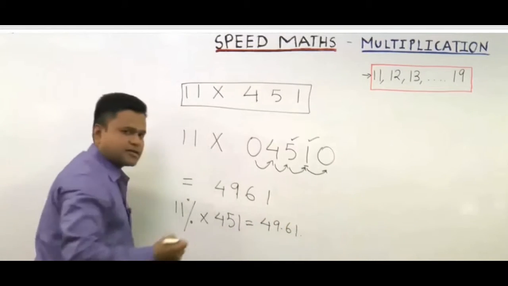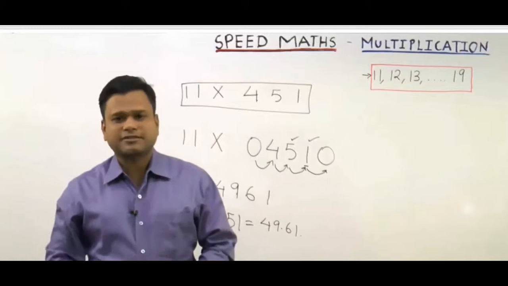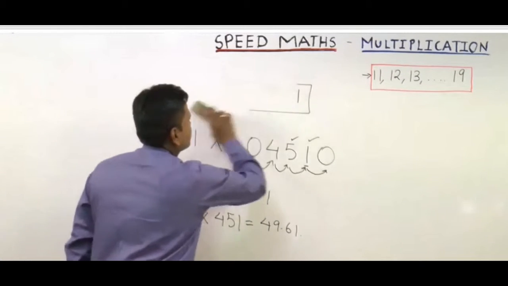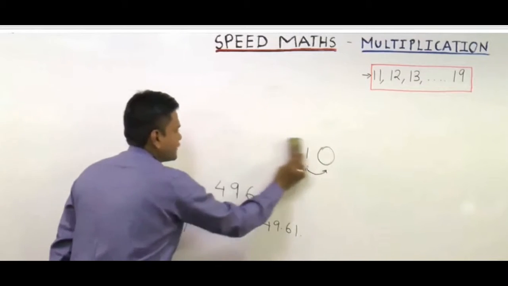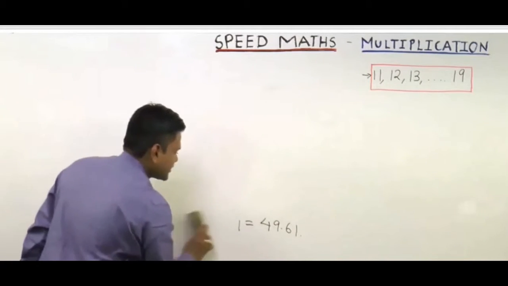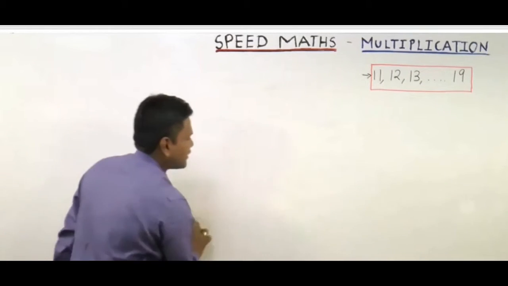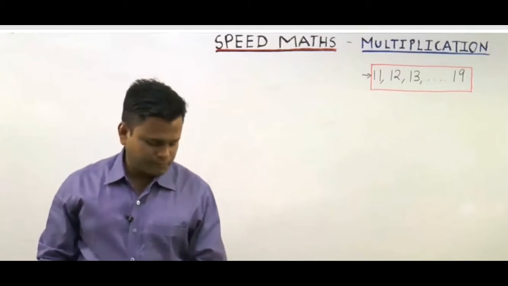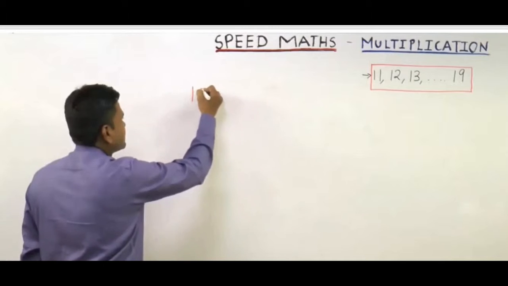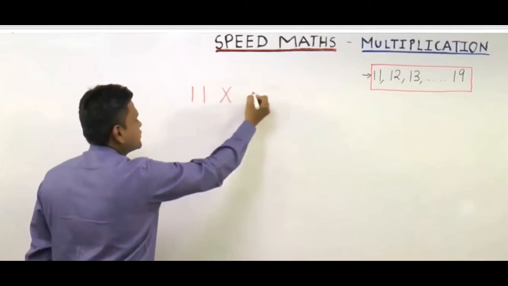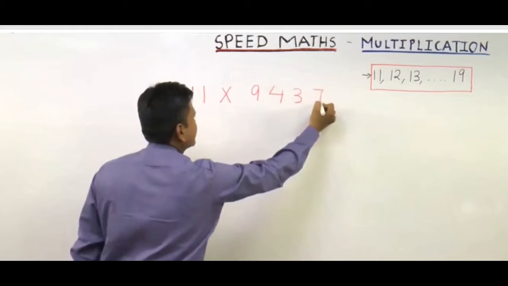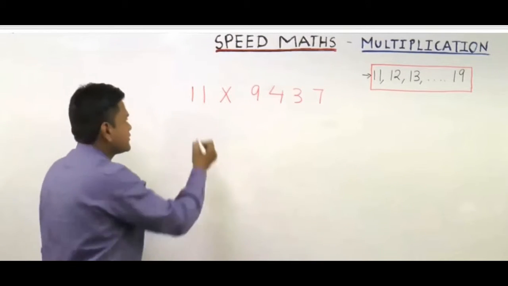Let's take another example for 11 into a 4-digit number, right? It's the same approach, not a major difference there, but that was what we had taken for a 3-digit number. This algorithm is applicable for any number of digits, 2-digit, 3-digit, bigger number also. Let's say my number is this, 11 into 9437, right? That is the goal now.